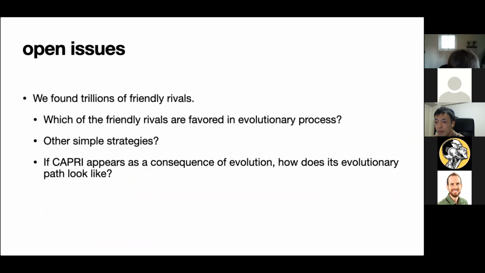Finally, I'd like to discuss open issues for future research. First, although we found a massive number of friendly rivals, we don't know which of the friendly rivals are selected in the evolutionary process.